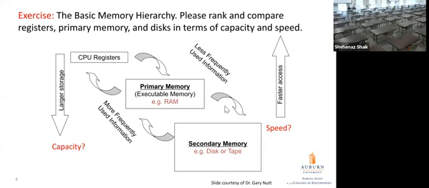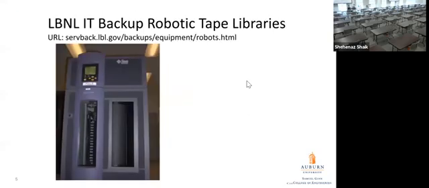So this is just for some information regarding the memory hierarchy, and here you can see a picture of a robotic tape library, which comprises multiple tapes, which are handled in an automatic manner by using one robotic arm. And each of the tapes that we have as part of this robotic tape library should be able to support multiple terabytes of storage capacity.